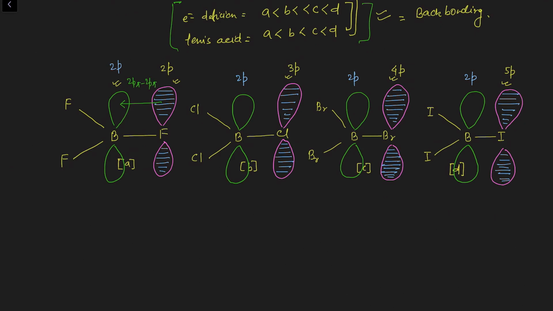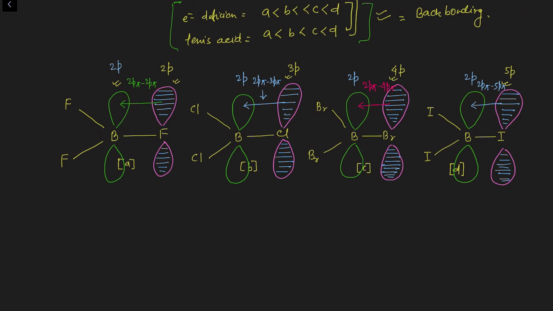In the case of BCl3, back bonding will form, and here the nature of this back bonding will be what? 2p pi 3p pi. In the case of BBr3, there is a back bonding, so the nature of this back bonding will be what? 2p pi 4p pi. And in BI3 there is a back bonding, and the nature of this back bonding will be what? 2p pi 5p pi.